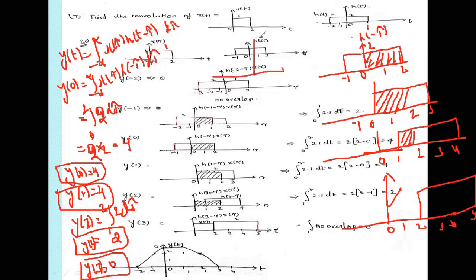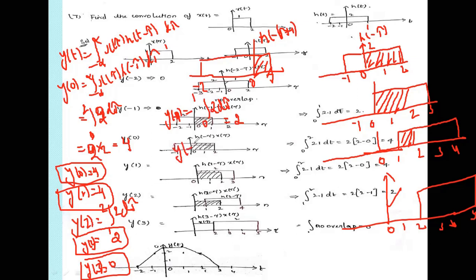Now I am taking h of minus tau plus 1, meaning minus of minus 1 is a plus. So it moves towards the left side, sorry, from minus 2 to 1. So overlapping occurs from 0 to 1. So y of minus 1 is equal to the integral from 0 to 1 of 2 d tau, which is equal to 2.